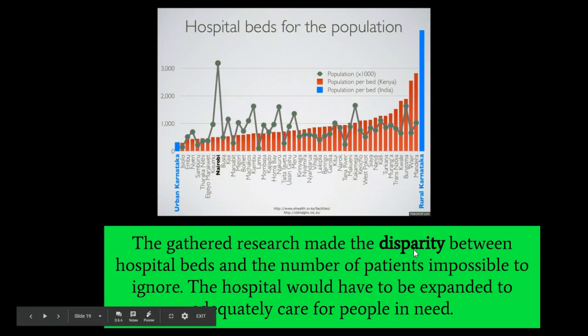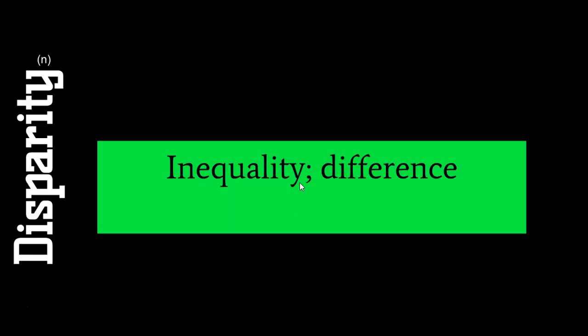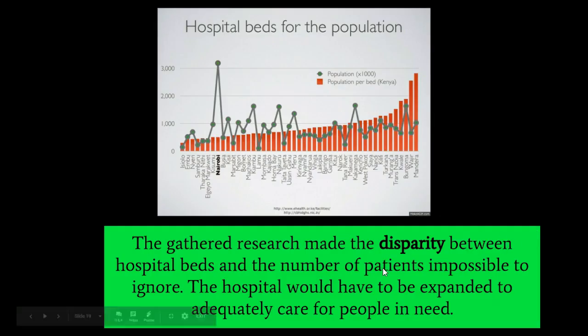So the disparity, which means difference between hospital beds and number of patients, but we also have inequality, where it has connotations of inequality, where there's a sense of unfairness about the fact that there's a difference between these two things, and an inequality is occurring, where the people need more beds.